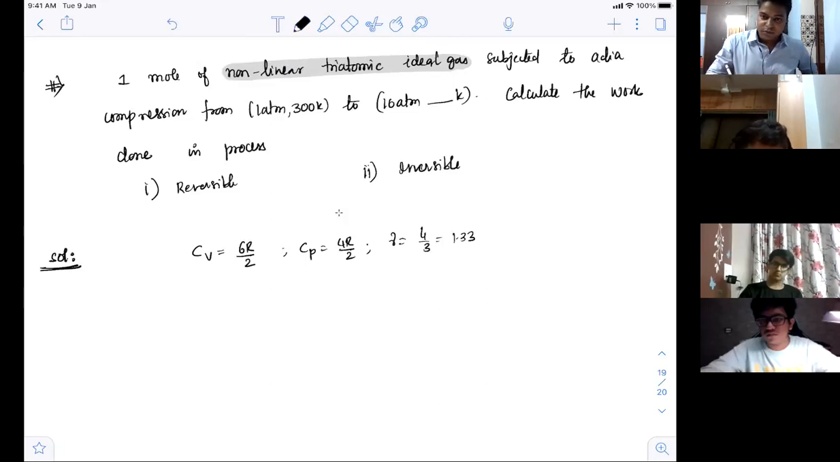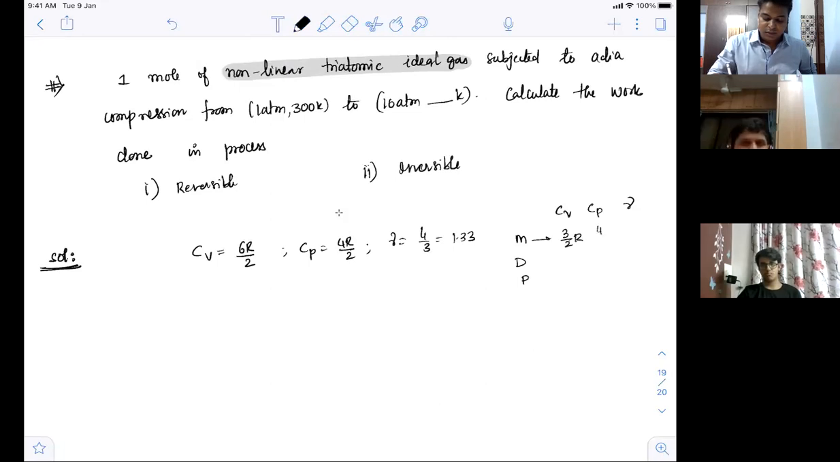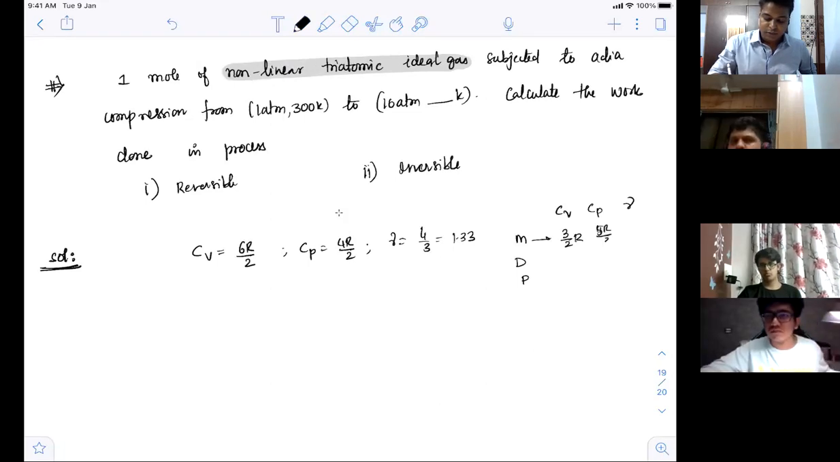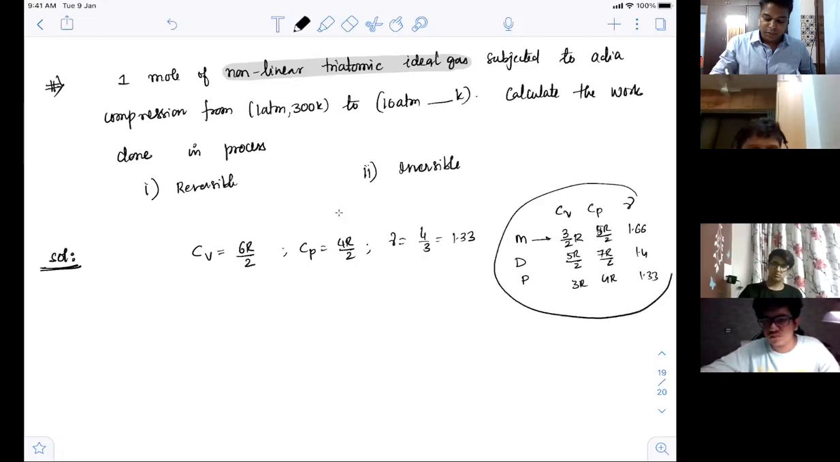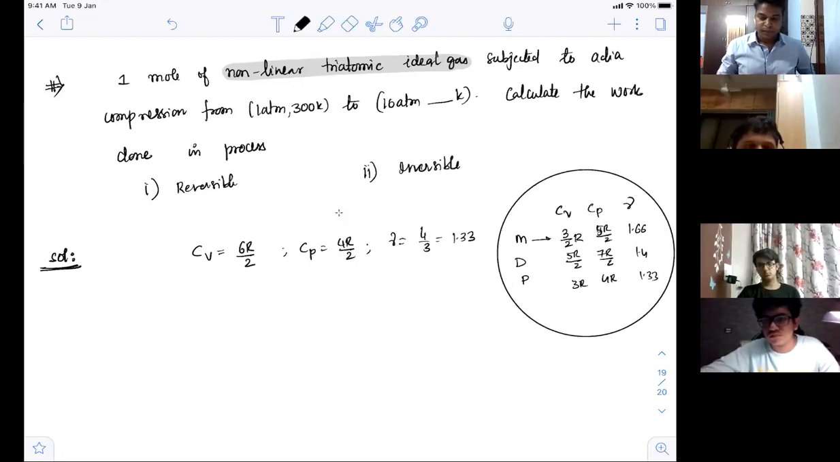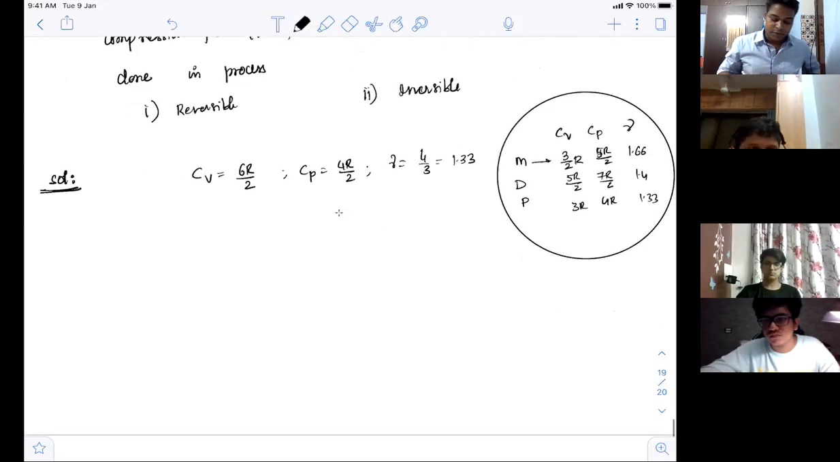फिर से रिकॉल करो, आप लोग सब भूल रहे हो यार, फायदा क्या है फिर? Cp, Cv, gamma. First, if it is monoatomic, diatomic, and polyatomic. Monoatomic is 3 by 2R, 5R by 2. Gamma is 1.66. Diatomic is 5 by 2R, 7R by 2. That is 7 by 5, 1.4. Polyatomic is 3R, 4R. This is 1.33. You have to keep reminding this always. So what is the value of gamma? We got the value of gamma.